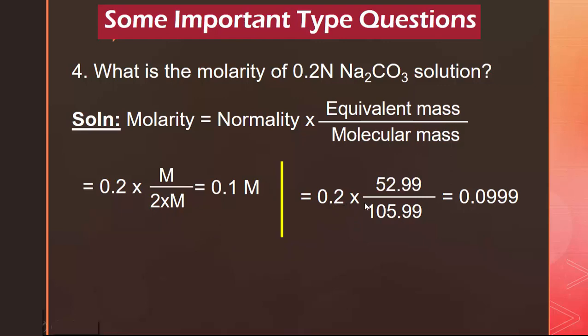So 0.2 into 52.99 divided by 105.99. On simplifying we are going to get the answer as 0.0999, so that's nothing but 0.1 molar. So option C is the correct answer for this question.